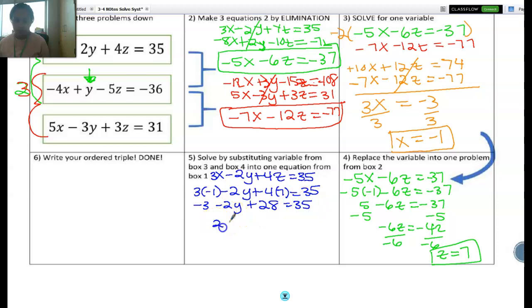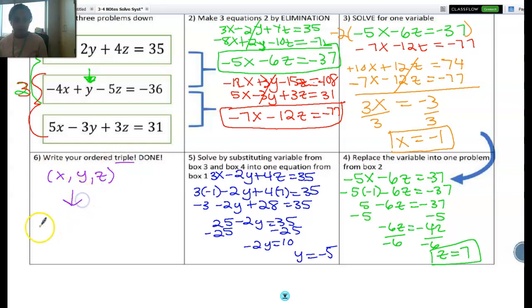Combine like terms. Subtract 25 on both sides. And then divide by -2, so y equals -5. So what we're going to do is write our final answer, which will be an ordered triple. So it would be x, y, and z. So just make sure to write it in order. X is -1, y is -5, and z is 7.